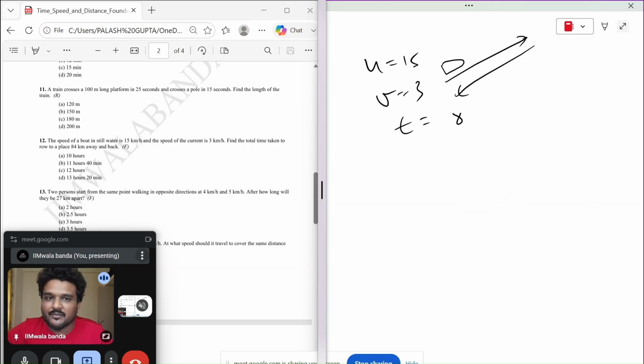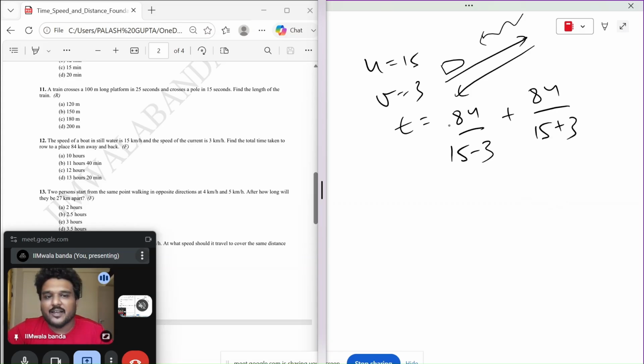So total time taken will be first, what will be T1 plus T2? T1 will be 84 kilometers upon the speed while going up. So it is 15 minus 3 because it's gonna decrease my speed, assuming that the current is going here. And it will be 84 upon 15 plus 3 while we are going down, the speed is going to increase.